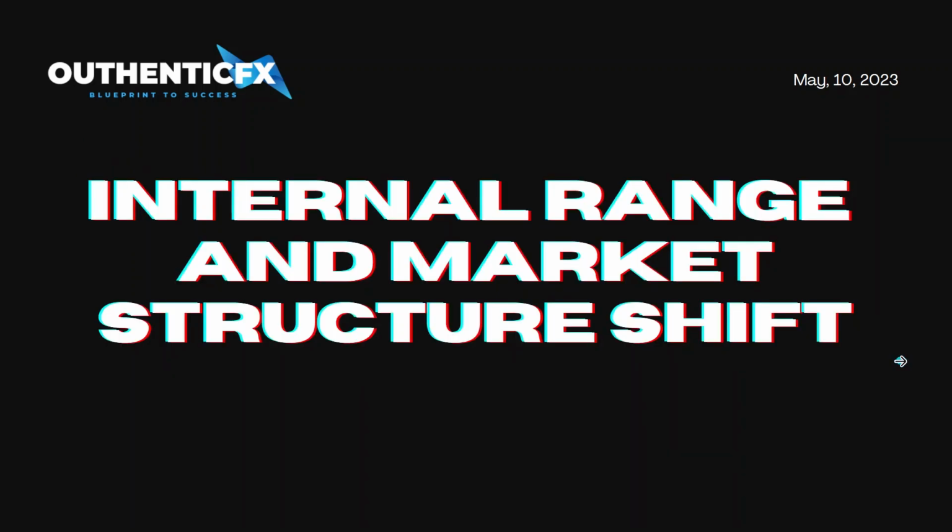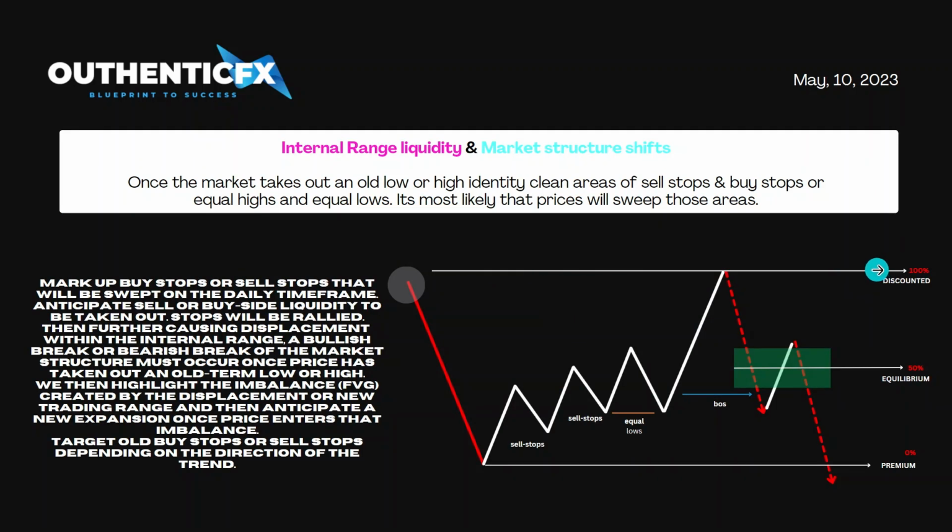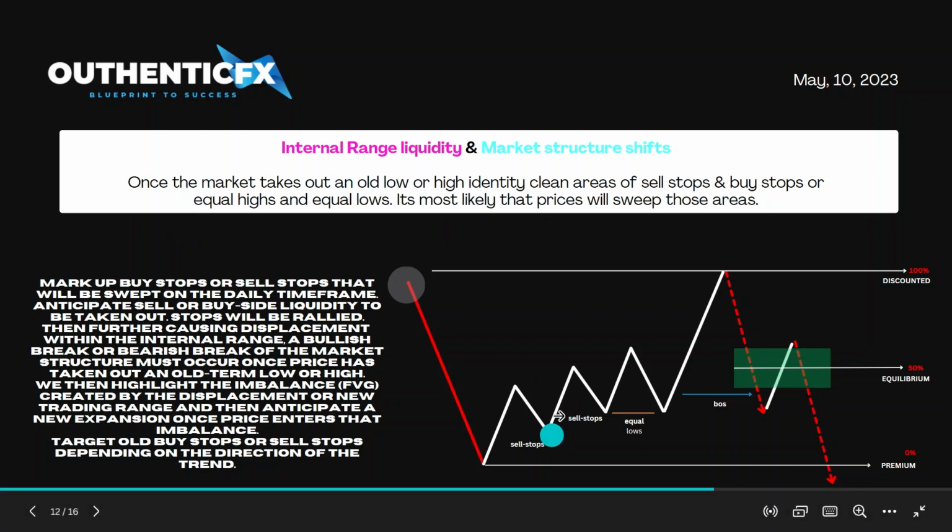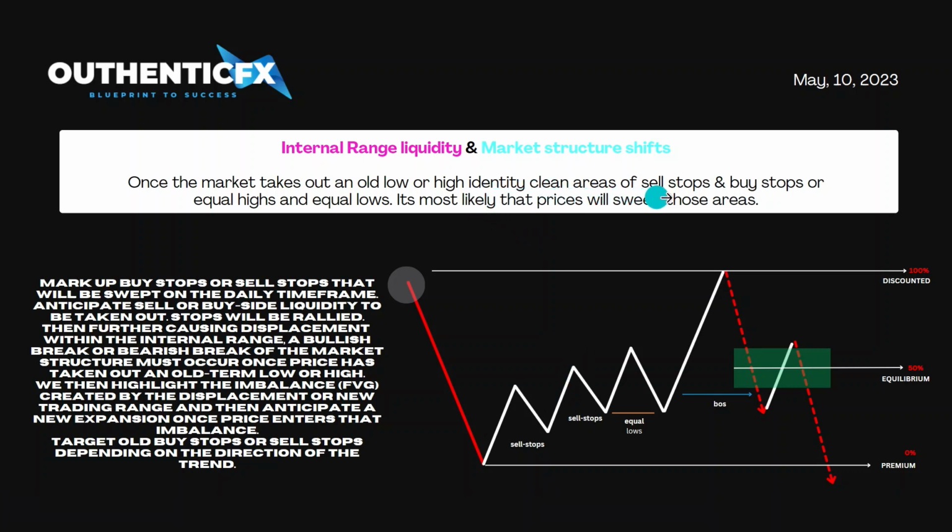So what is the next step? Internal range liquidity and market structure shifts. So for us to put into perspective market structure, we need to now identify the minor points of interest. So within internal range liquidity and market structure, we have the following. Once the market takes out an old low or old high, identify clean areas of sell stops or buy stops or equal highs and equal lows. It's most likely that price will sweep those areas, right?